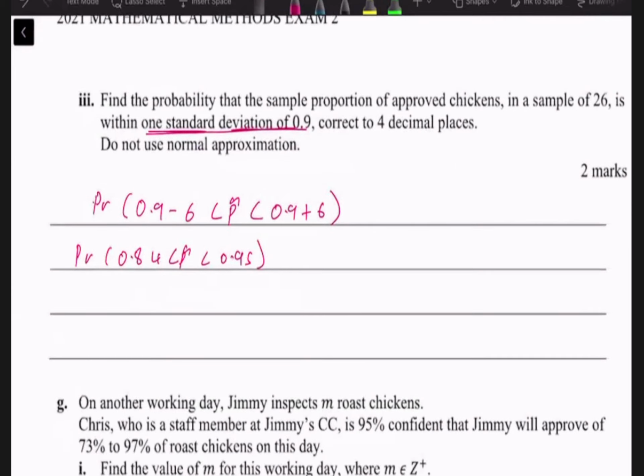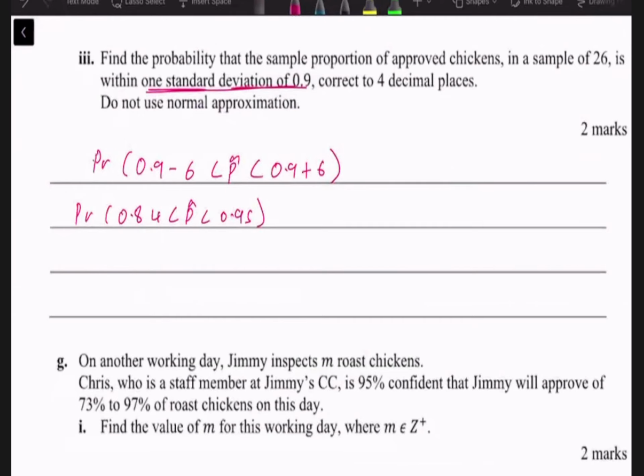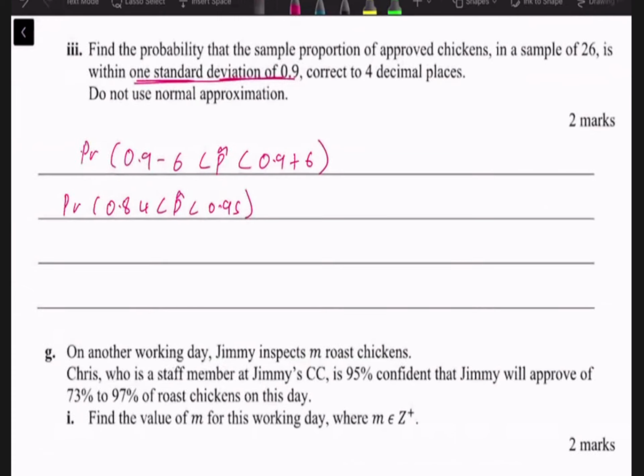And this one is 0.9532 something. And again, we face the same problem as before, that we can't find probability if it's in terms of p hat, so we need to convert it to something else. So in this case, it says don't use normal approximation.